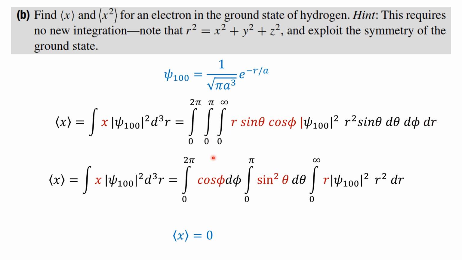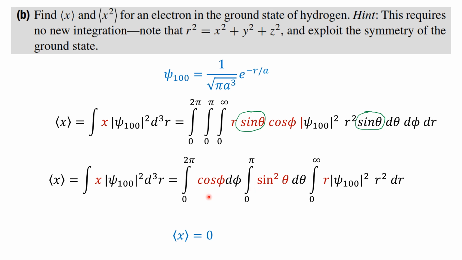Now you separate the variables. So if you separate the variables, you can see the 0 to 2 pi limit with cos phi d phi. So that you have taken. Next you take the theta term. There is one sine theta here and another sine theta here, so you will get sine square theta d theta. Then the rest is the r coordinate, the integral between 0 to infinity of the modulus square of the wave function times r squared dr.